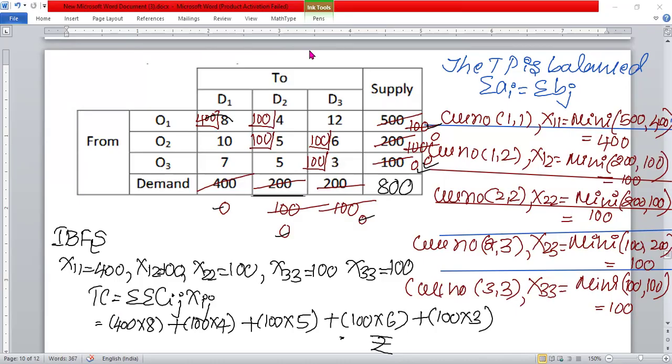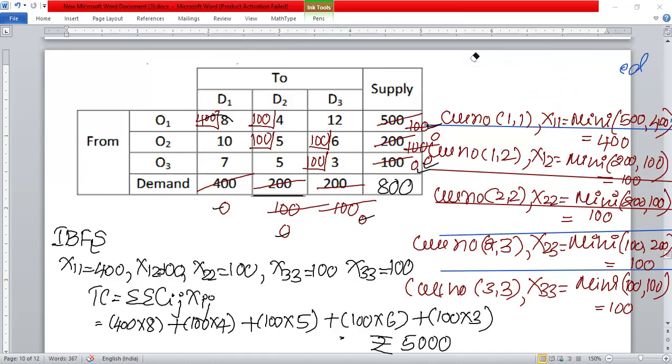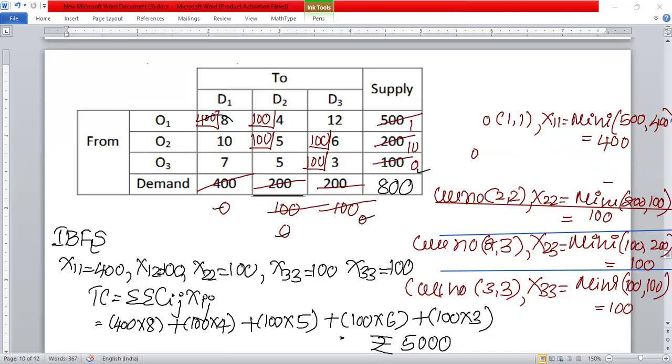Okay, answer is 5,000. Now check whether degenerate or non-degenerate. So we'll identify. Check properly answer once again, so don't tell wrong answer.